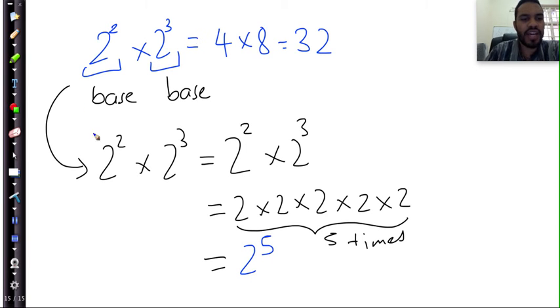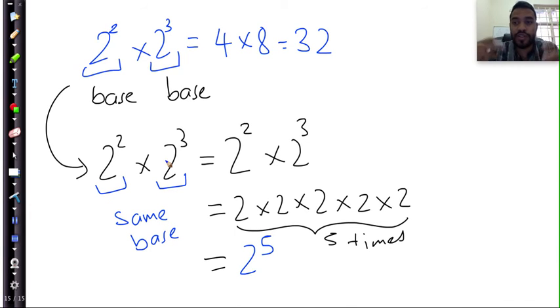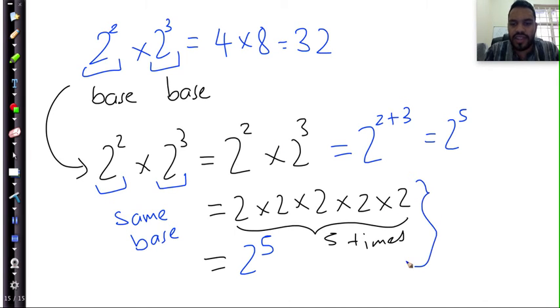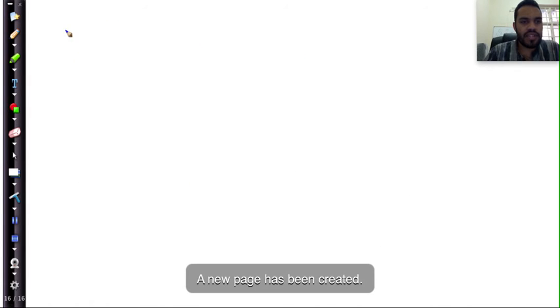Now as a shortcut, I could notice that the bases are the same base. And when I multiply numbers or exponents or variables where the base is the same, all I can do is add the exponents. So as a shortcut, I can say this is going to be 2 to the power of 2 plus 3, which is really 2 to the power of 5. Did you see how we can get through to that without this over here? Okay. Now let's do a few examples.